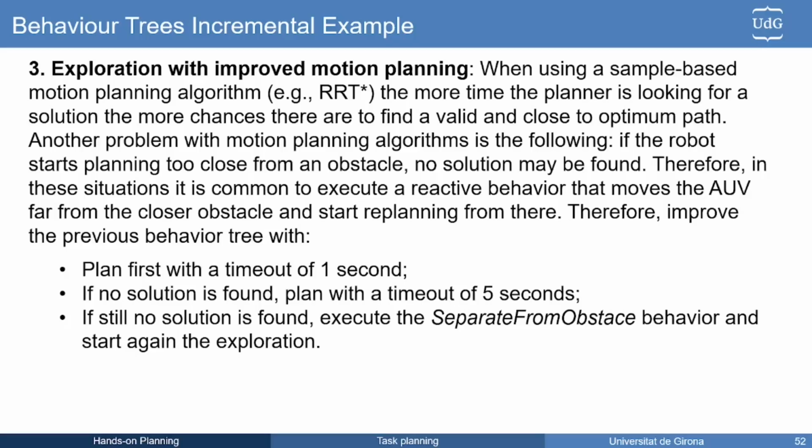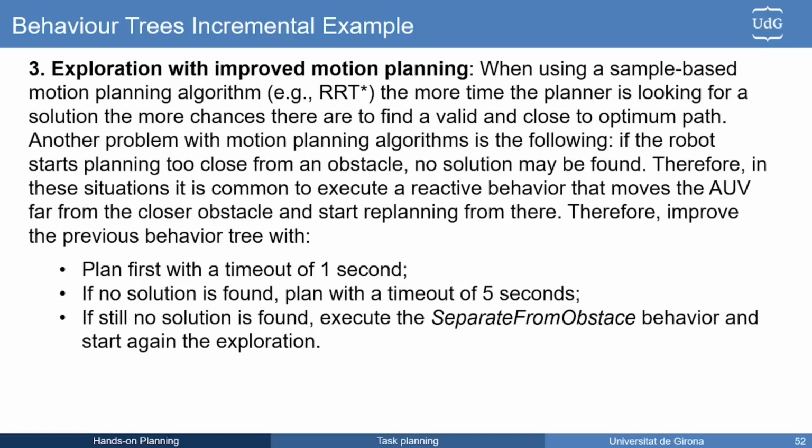What we want to do is plan first with a very small timeout, 1 second, to be as fast as possible. Most of the time, 1 second is more than enough to find a reasonably good path. However, if this fails, plan again with 5 seconds. Okay, you have planned for 1 second, you have not found a path. This doesn't mean that the path does not exist. It means that you have not found it in 1 second. Let's give it 5 seconds.